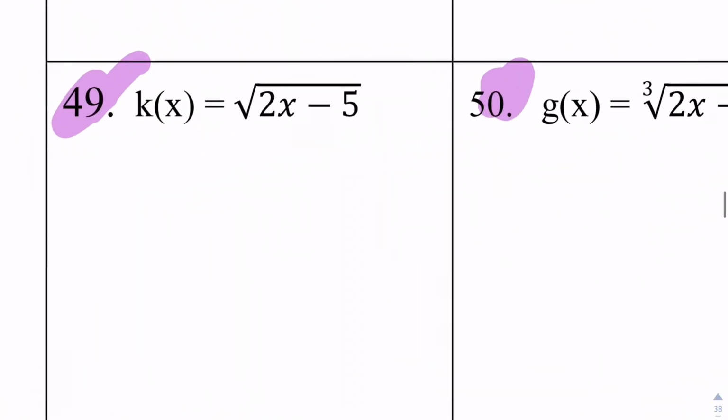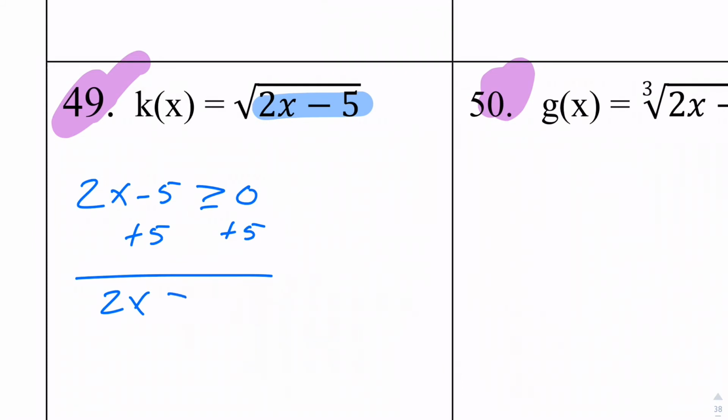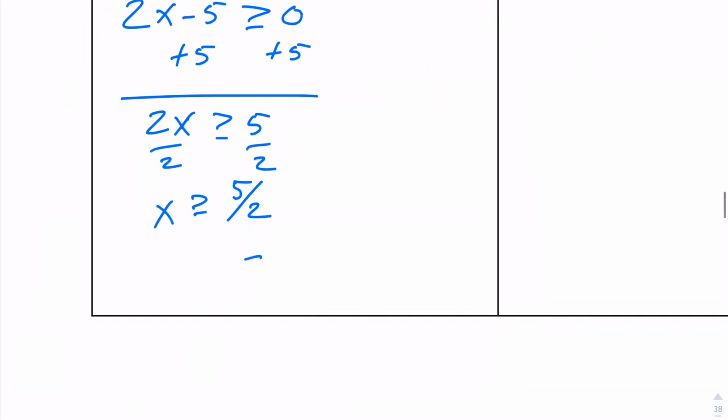Looking at the next one, whatever we have underneath that square root, 2x minus 5, must be greater than or equal to 0. Adding that 5, 2x must be greater than or equal to 5. Dividing by 2, x must be greater than or equal to 5 halves, or 5 halves to infinity.